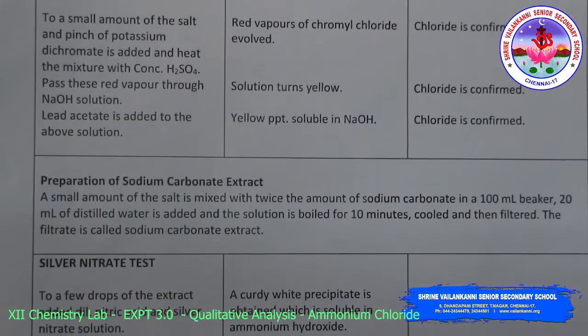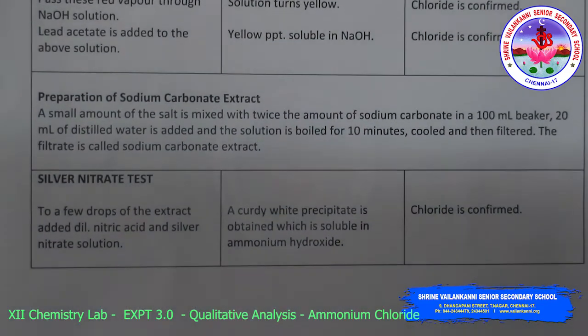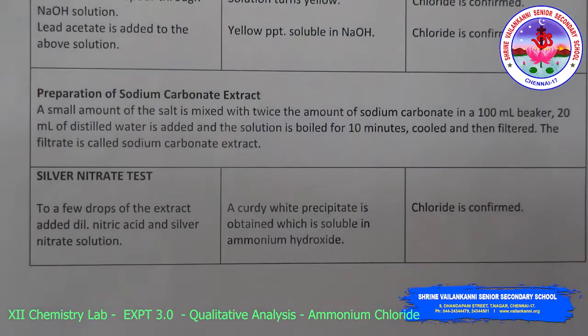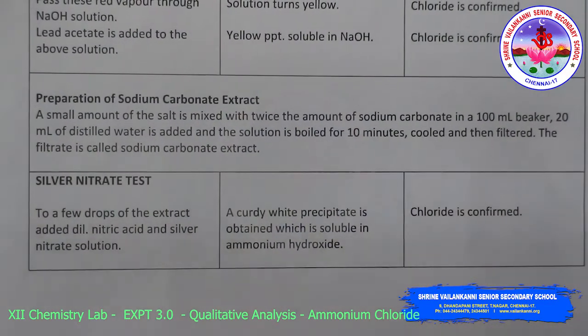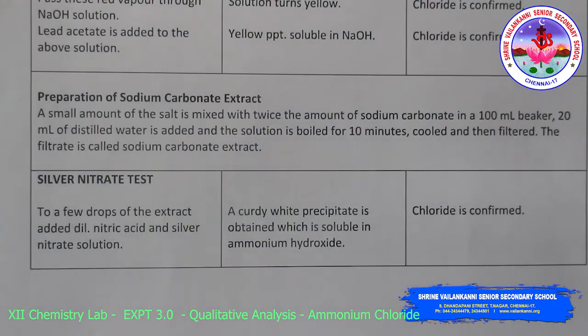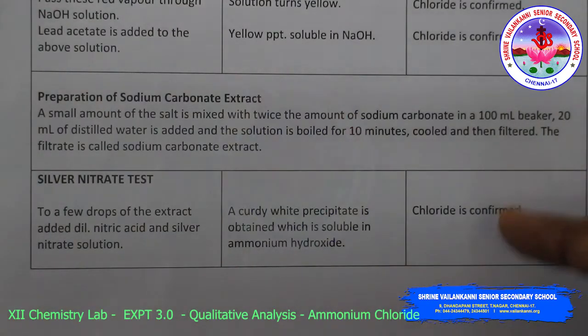Then preparation of the sodium carbonate extract, and test the extract with silver nitrate. Silver nitrate test means add silver nitrate in the extract. A curdy white precipitate is obtained that is soluble in ammonium hydroxide, so chloride is confirmed.